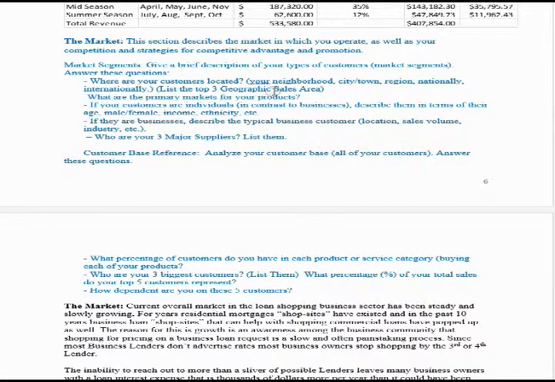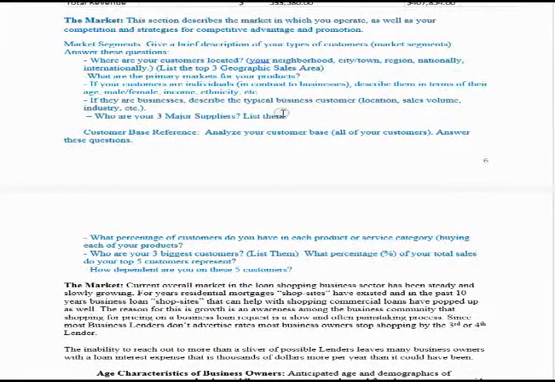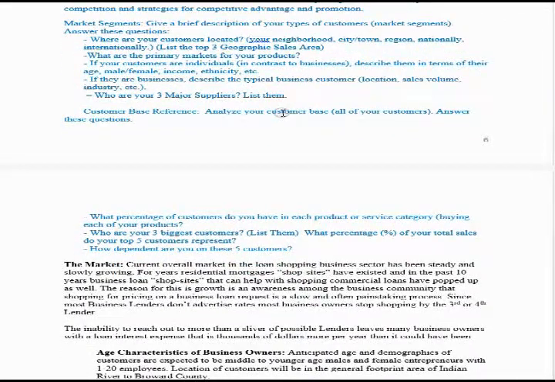And list where your top geographical areas are. What are the primary markets for your products? If your customers are individuals, describe them in terms of their age, their gender, income, other factors. If there are businesses, describe their typical business customer. Who are your 3 major suppliers? List them down. Show that you've really done your research.